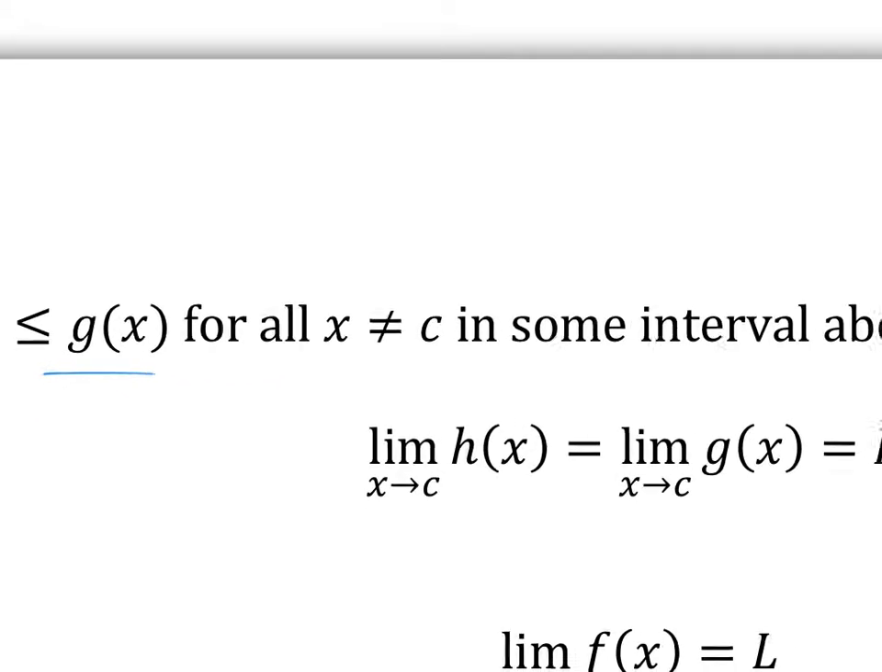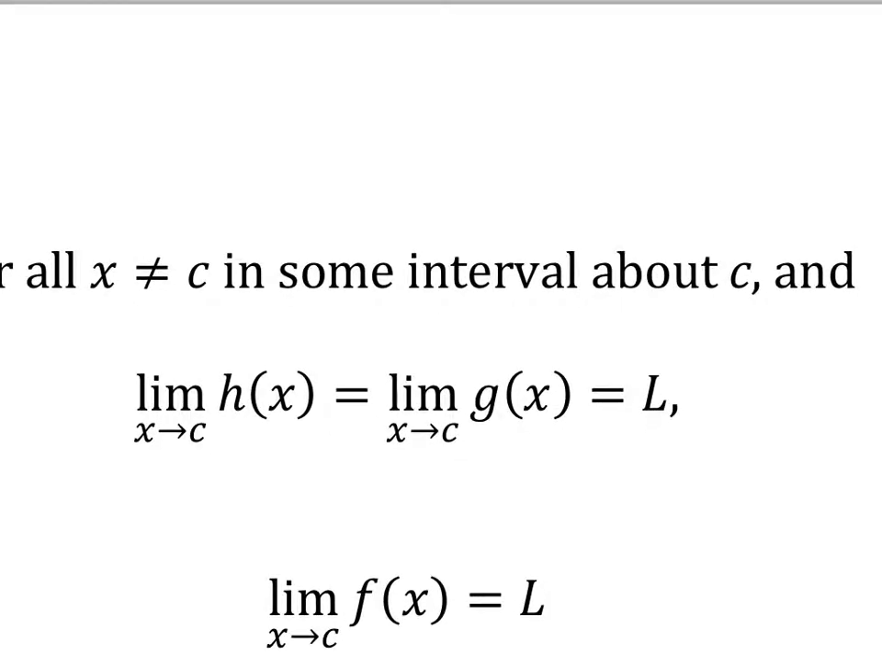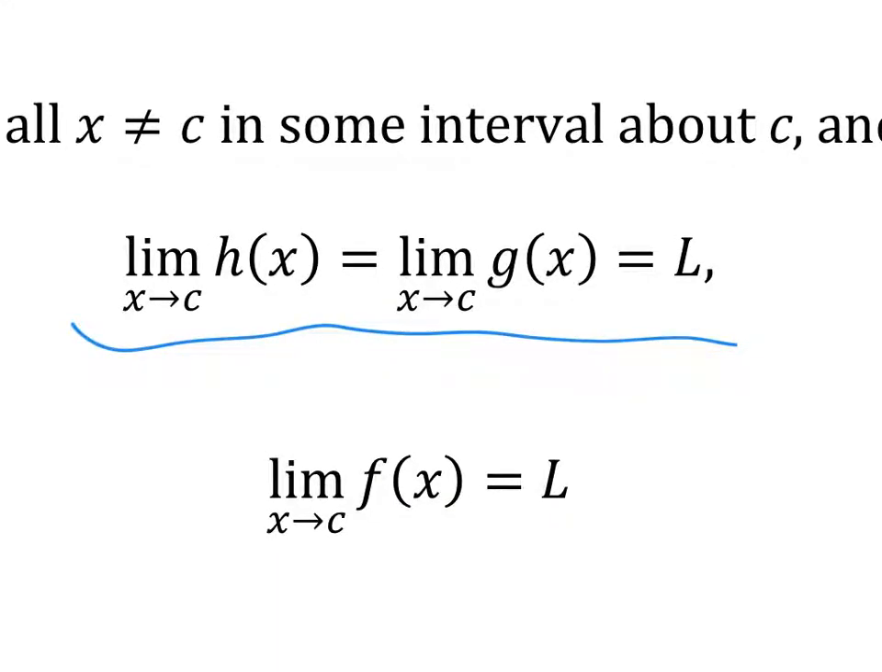That is for all x not equal to C in some interval about C. We're trying to find what is going on with F. Now, we know that the limits of H and G go to the same limit. If the limit for H and G goes to that same number, which is the most important thing, then because F is squeezed between G and H, it must have the same limit. So you have three functions, G, F, H. If both G and H go to the same number, F being in between has to go to that same number. That's called the squeeze theorem.